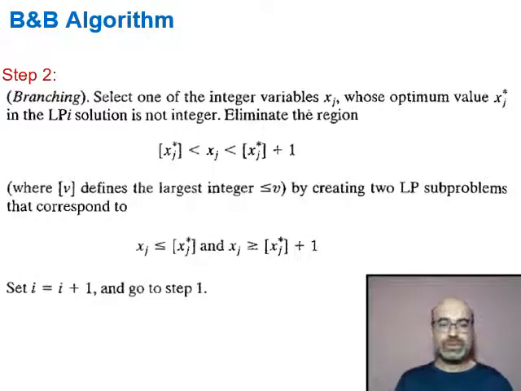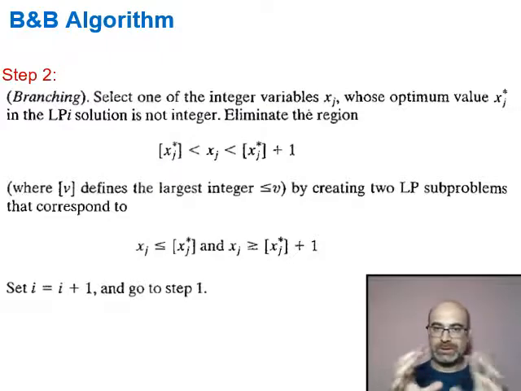Step 2 of the algorithm is the branching step. We come to step 2 from step 1. In step 1, we solve a relaxation LP1, LP2 in the branch and bound tree. We have the solution. We try to fathom it due to one of these three reasons, but we cannot. So we come to this step.